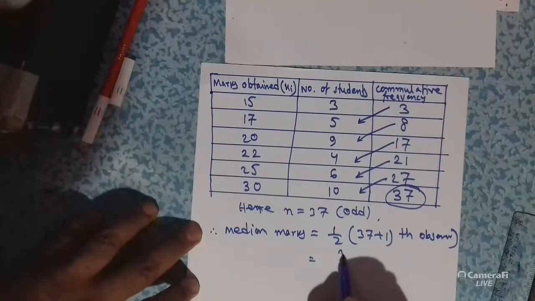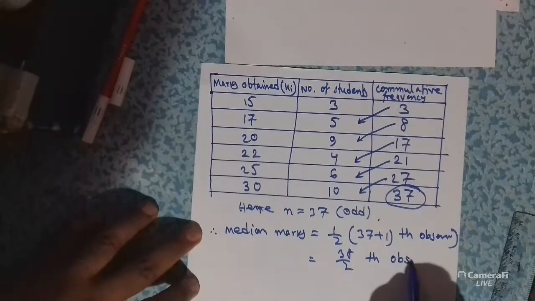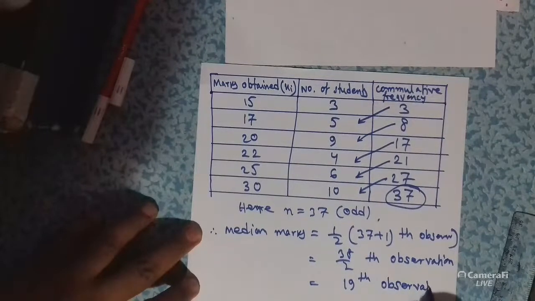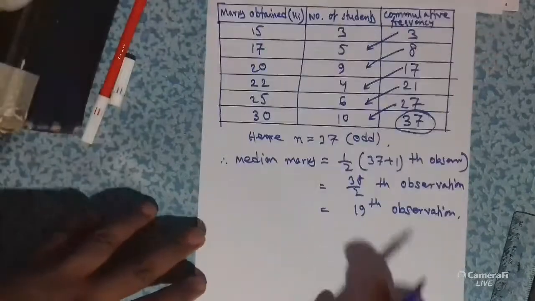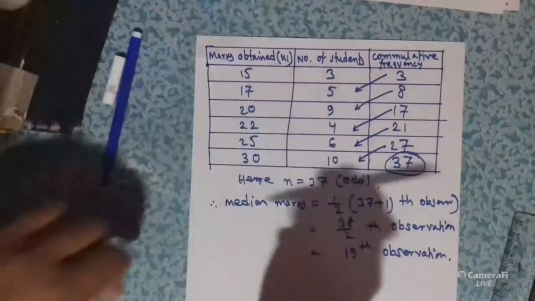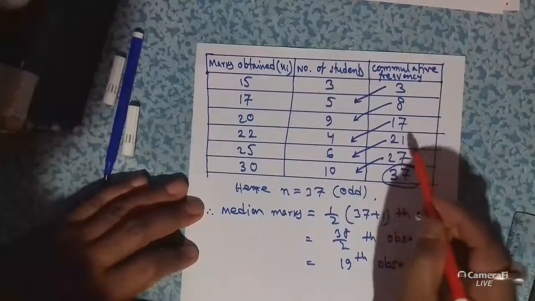So 38 by 2, so it's 19th observation. So the 19th observation is, now here you can see that the terms are 3, 8, 17, 21.